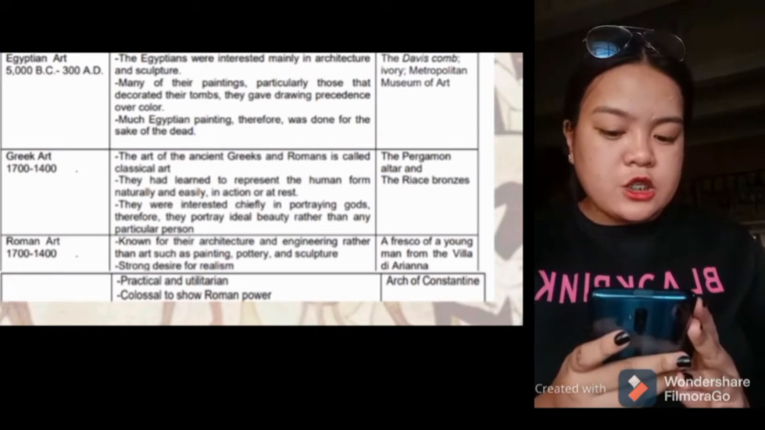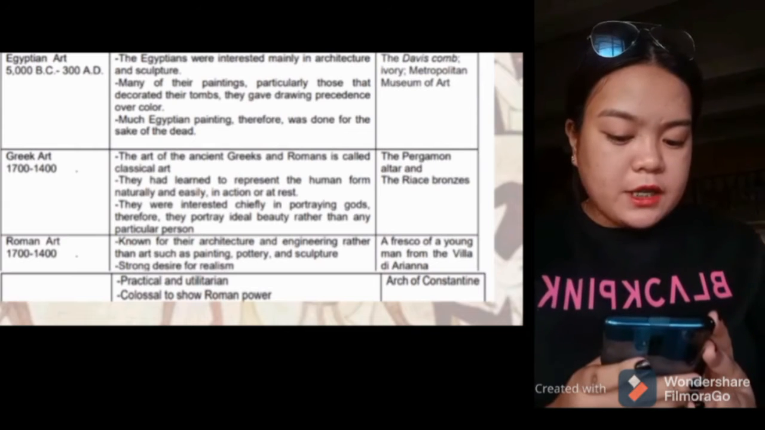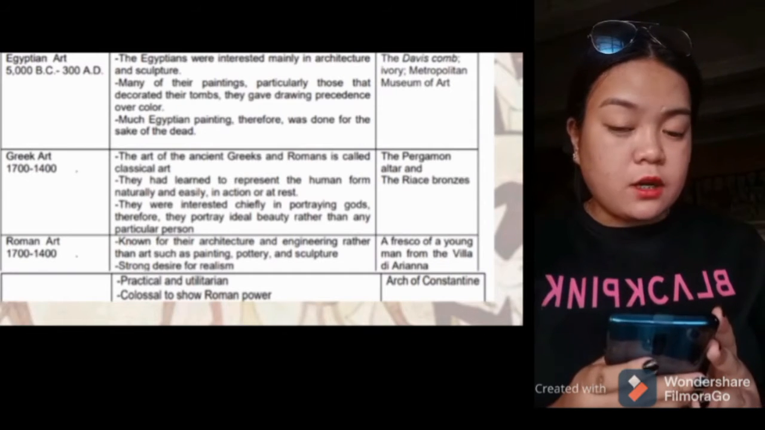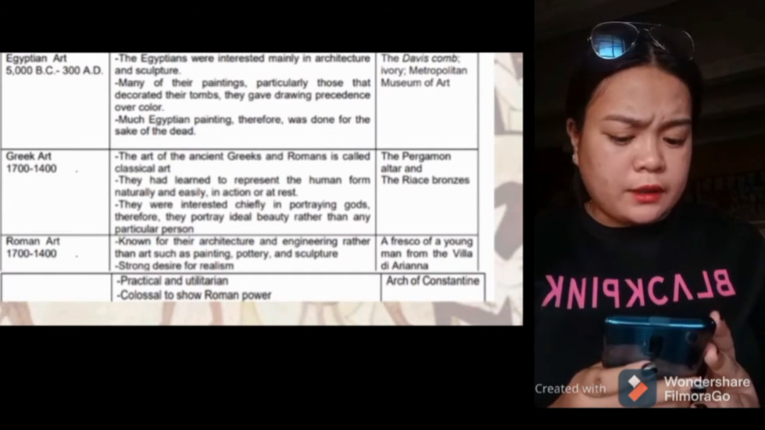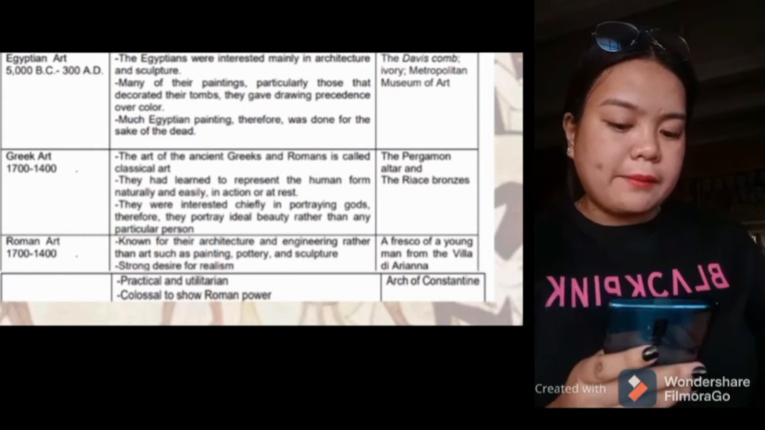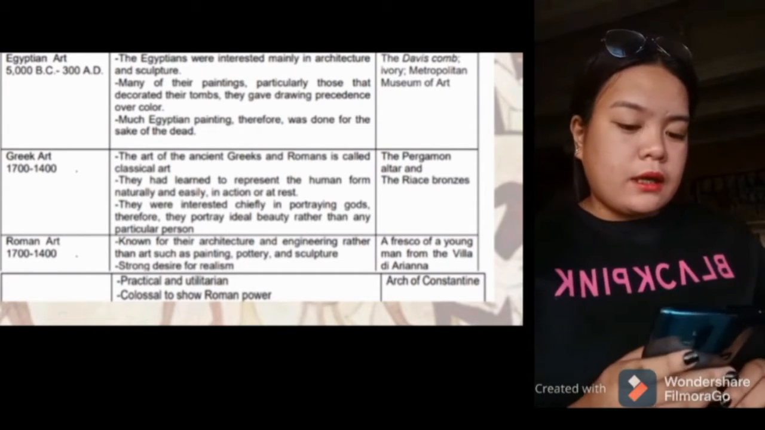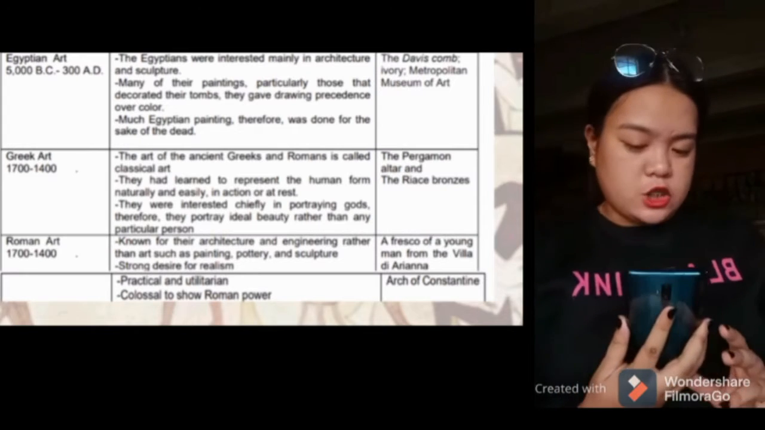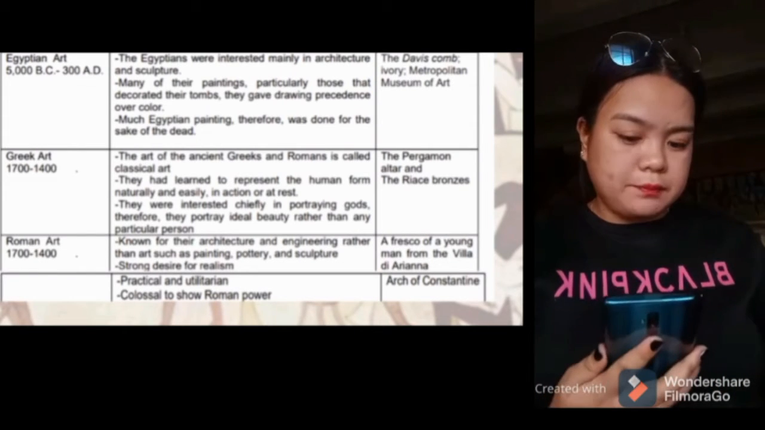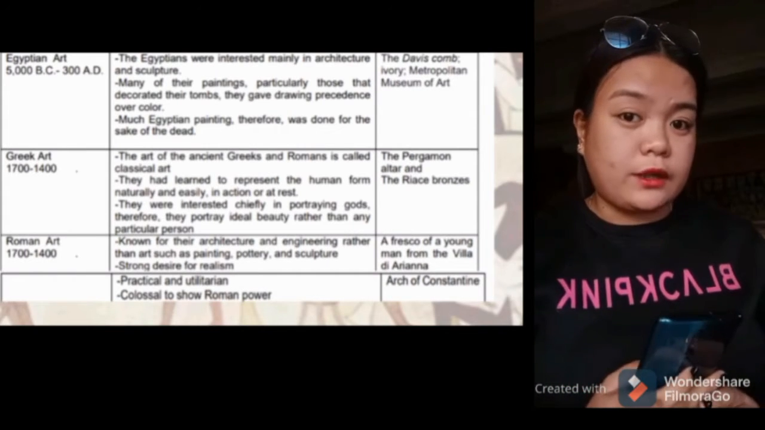Egyptian art. The Egyptians were interested mainly in architecture and sculpture. Many of their paintings, particularly those that decorated their tombs, gave drawing precedence over color. Much Egyptian painting, therefore, was done for the sake of the dead. So these Egyptians were interested in architecture and sculpture. Examples of Egyptian architecture are the palaces, temples, and pyramids. Even the tombs of those who died, they were the ones who decorated them.